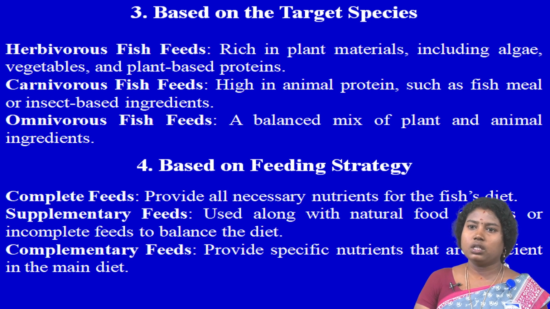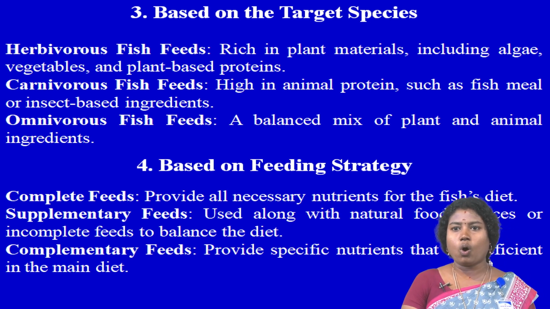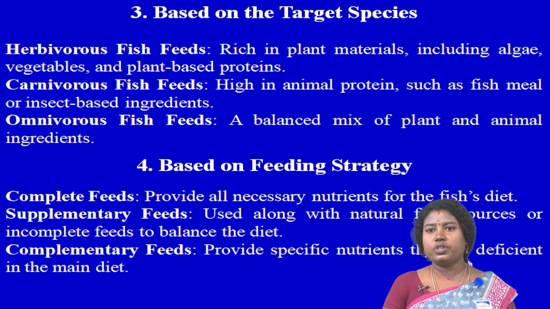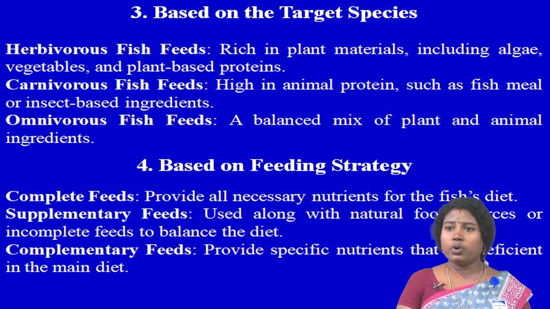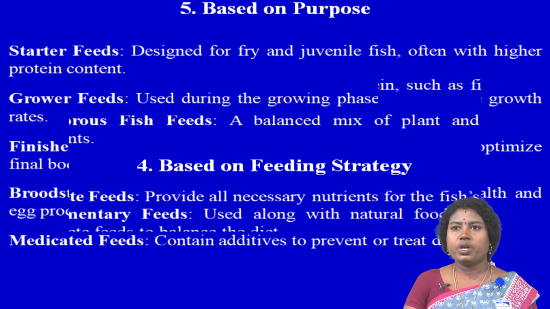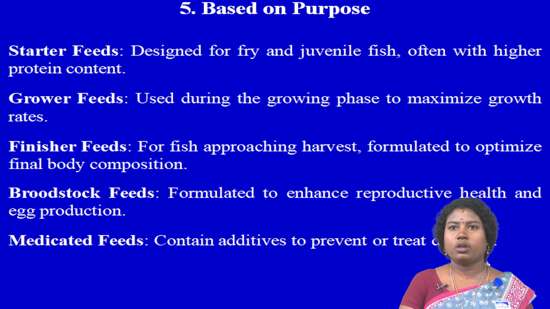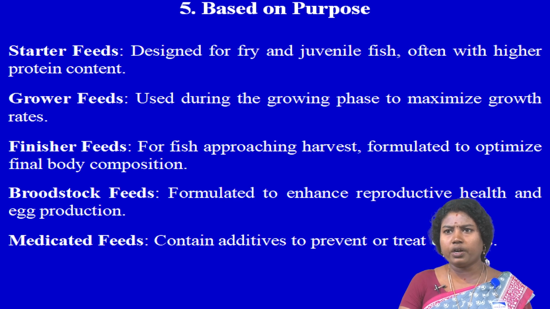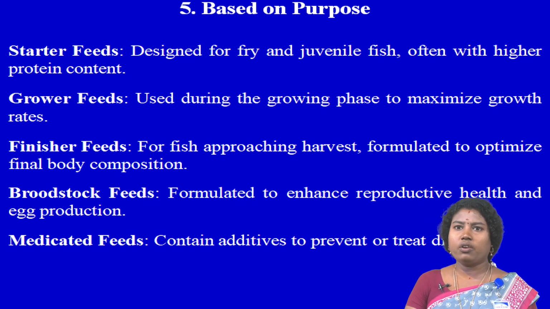Complementary feeds. These feeds are designed to complement the main diet, providing nutrients that are not sufficiently available in the primary feed. They often target species deficiencies or support certain functions such as enhancing color in ornamental fish, based on purpose. Starter feeds. These feeds are specially formulated for fry and juvenile fish.